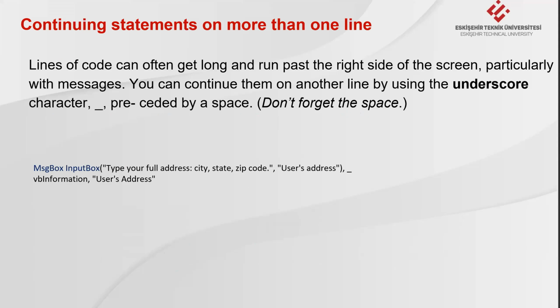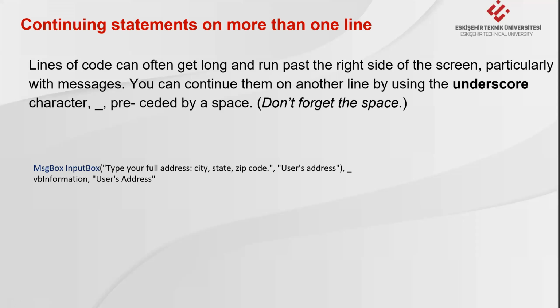Okay, so we can continue statements on more than one line. Lines of code can often get long and run past the right side of the screen, particularly with messages. For example, if you have a long message, you're going to need more than one line. You can continue it on another line by using the underscore character as you see here, preceded by a space. Don't forget the space, and I think it is important for the Visual Basic editor.